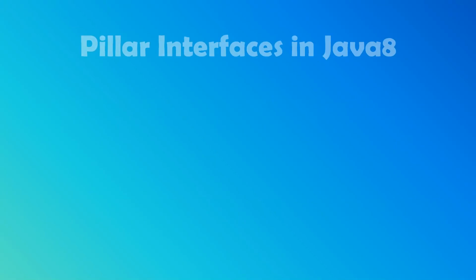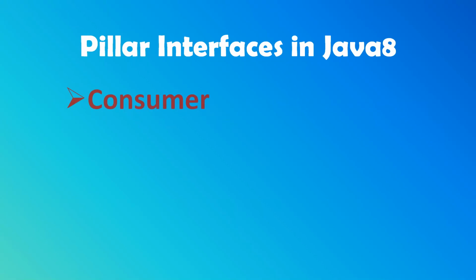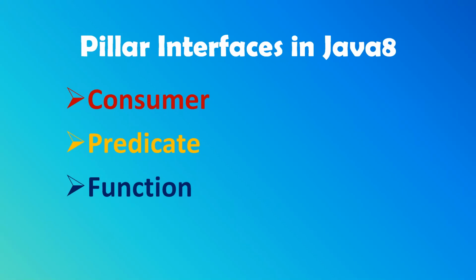And next important thing, what are the pillars of Java 8? There are four functional interfaces that are the core of Java 8. The first one is Consumer and Predicate, and the next ones are Function and Supplier. So these are the core Java 8 functional interfaces.